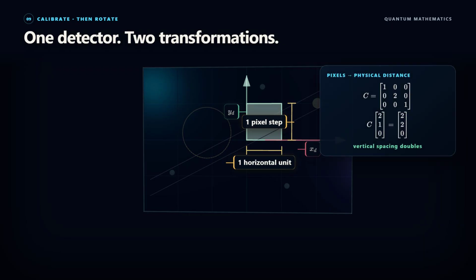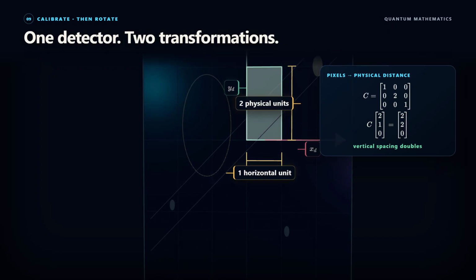The calibration matrix C fixes that mismatch. It leaves the first coordinate unchanged, doubles the second, and leaves the third unchanged. In matrix form, C has 1, 2, and 1 on its diagonal, with zeros elsewhere. Apply C to the raw hit 2, 1, 0. The result is 2, 2, 0.